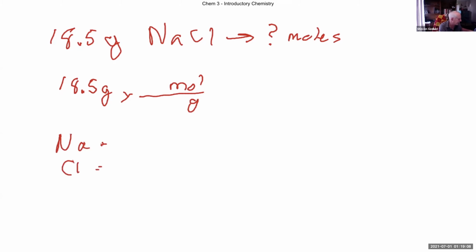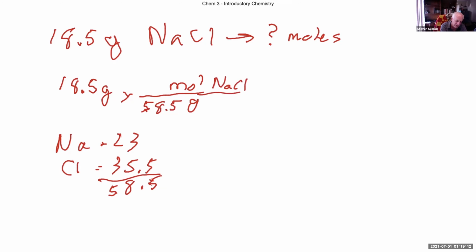The sodium comes in at 22.99, so roughly 23. Chlorine comes in at 35.45, so 35.5, roughly 35 and a half, right in the center there. Okay, so our total mass is going to be 58.5. So in our chemical equation here, I know there's 58.5 grams per every mole of NaCl.